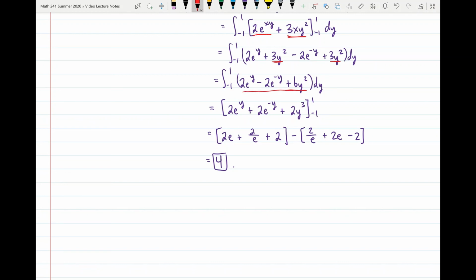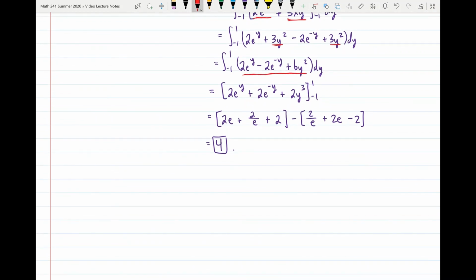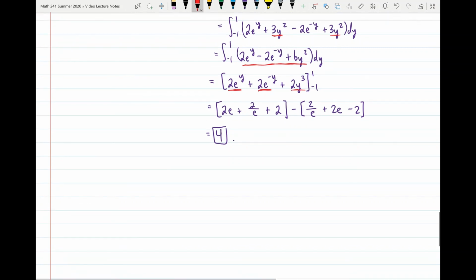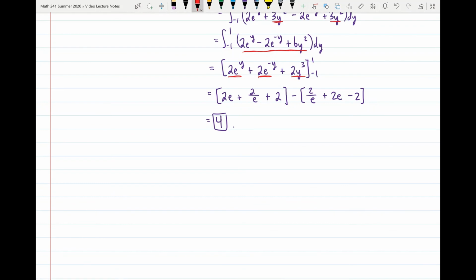And now we want to integrate this with respect to y from -1 to 1. And that'll give us 2e to the y plus 2e to the -y plus 2y cubed. And again, we're still evaluating from -1 to 1. If we plug in a 1, then we get 2 times e plus 2 divided by e plus 2. And if we plug in a -1, we get 2 divided by e plus 2 times e minus 2. And these things will cancel with one another, and we're just left with a 4.